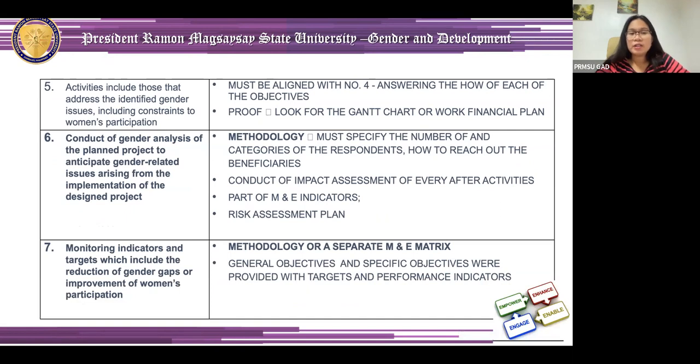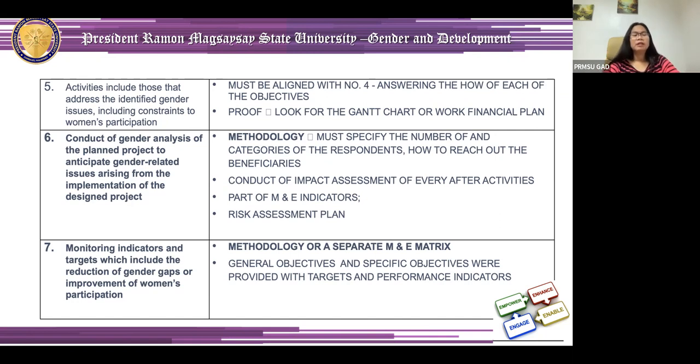Now, activities. Ano naman yung activities to include and address identified gender issues? One example po, halimbawa, babay knowledge nila about violence against women and children. So that means ang pwede nating activity to address that gender issue is to have their training. Sa skills training naman, kung ano yung skills na need na i-develop ng mga babae at mga lalaki, then we can have a separate training for their skill development.